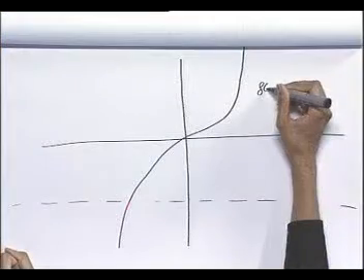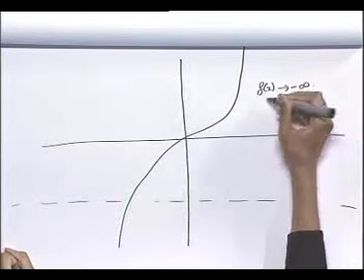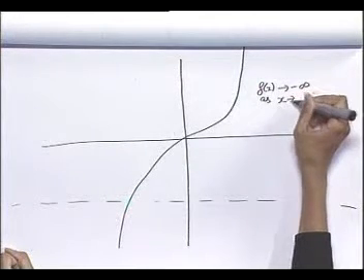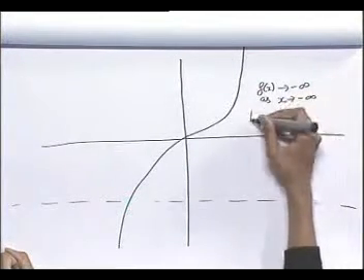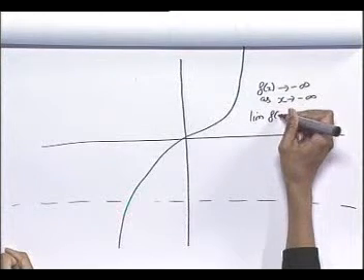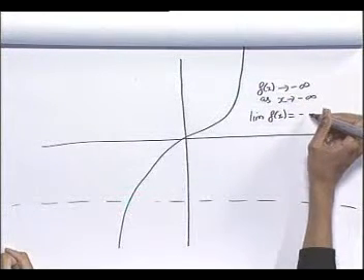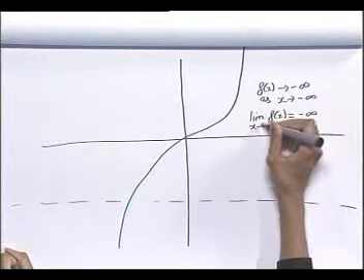When this happens, we say f of x tends to minus infinity as x tends to minus infinity, or again the limit of f of x equals minus infinity as x tends to minus infinity.